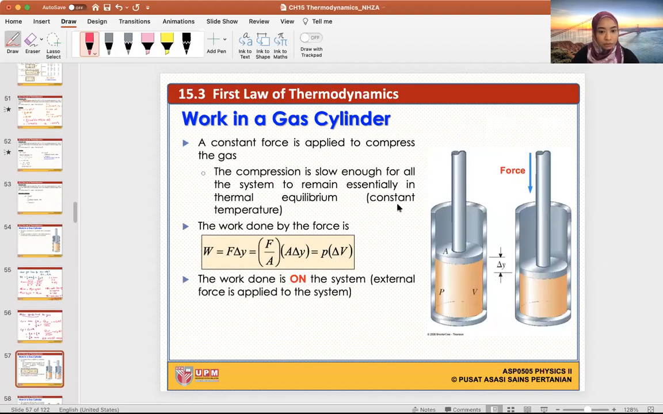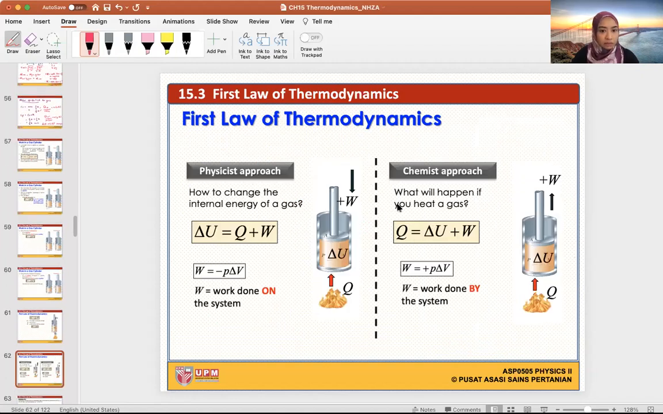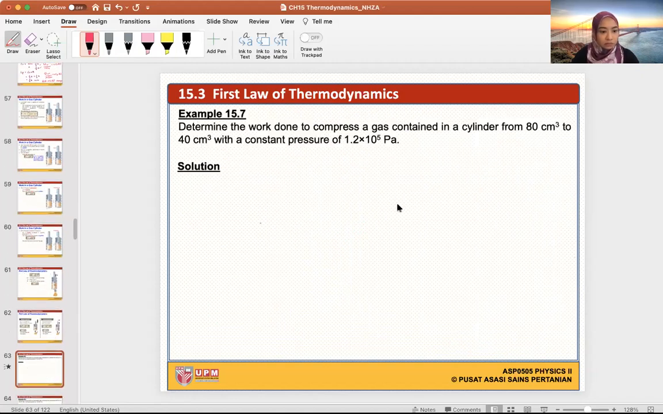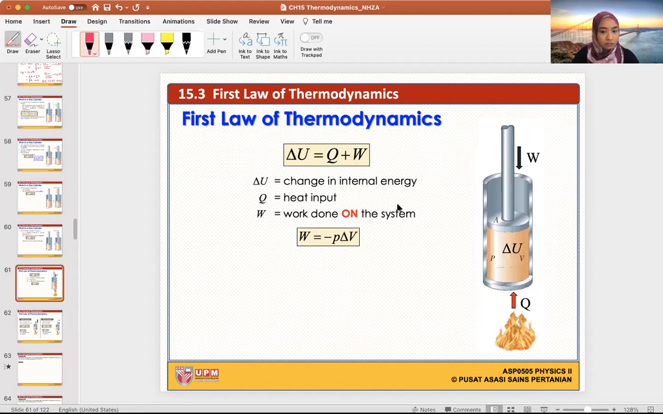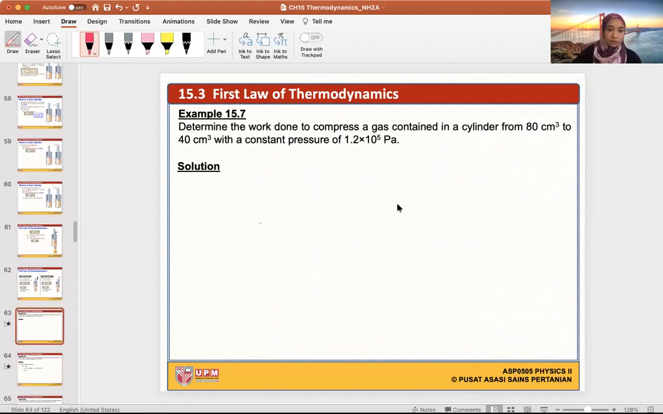We will go into thermal processes in gas. Oh, we got this one again. Okay, let's do this one.